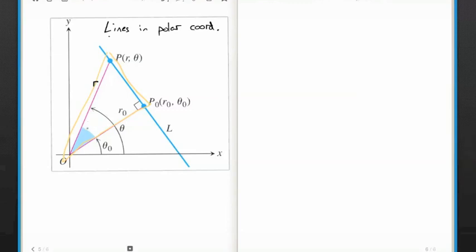And this angle is theta minus theta naught. So I can say that r sub 0 equals r times the cosine of theta minus theta naught, which means my equation for this line in generic polar coordinates becomes r equals r sub 0 over cosine of theta minus theta naught.